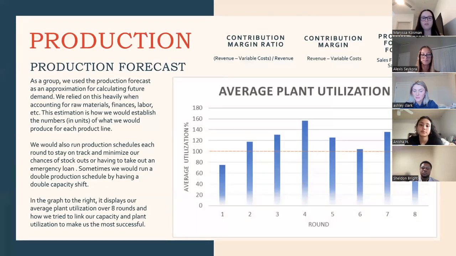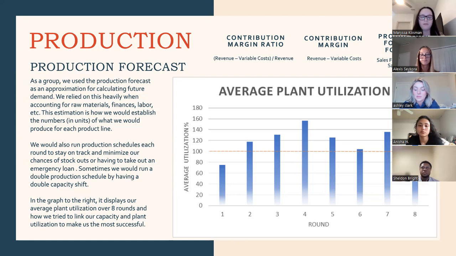First of all, starting off with our production forecast, we use this as an estimation for calculating future demand in our company. We would use it for finances, materials, and labor. This estimation helped us establish, in units, what we would need to produce for each product line and when.